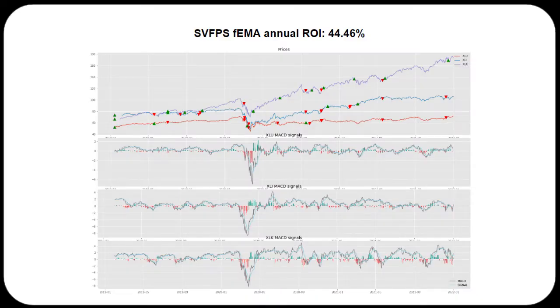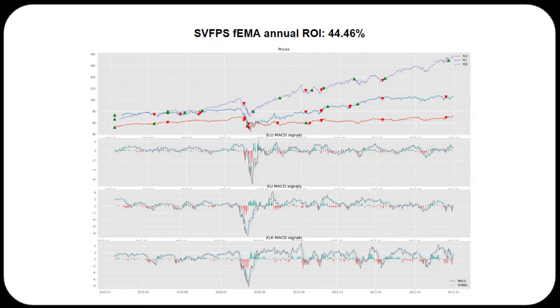The first experiment is conducted by incorporating SVFPS along with forecasting technique, forecasted exponential moving average, in the proposed portfolio management system. The outputs of each exchange-traded fund are used as input to the trend reversal technique, called moving average convergence divergence, for asset reallocation. The reallocation of the assets is shown by the green and red arrows, representing buy and sell, respectively.